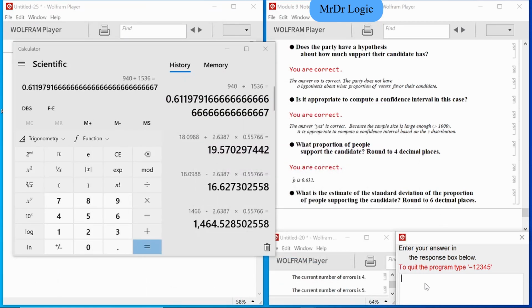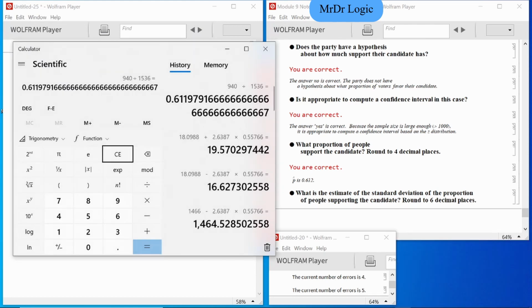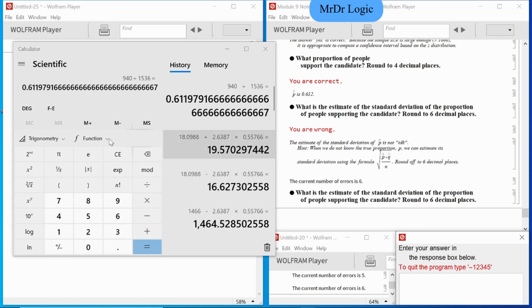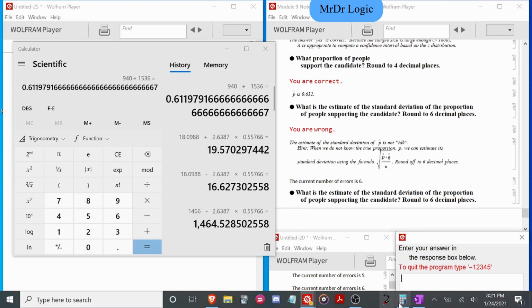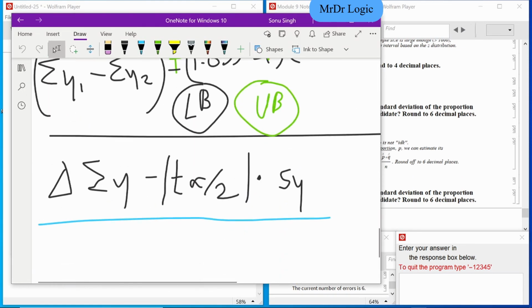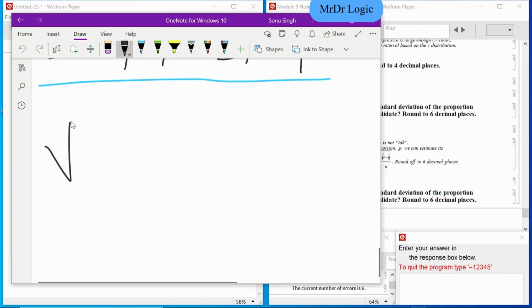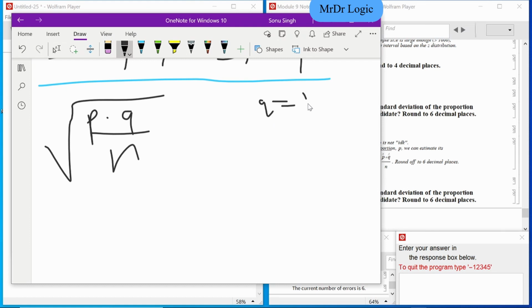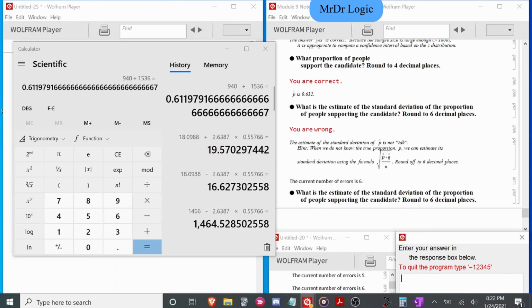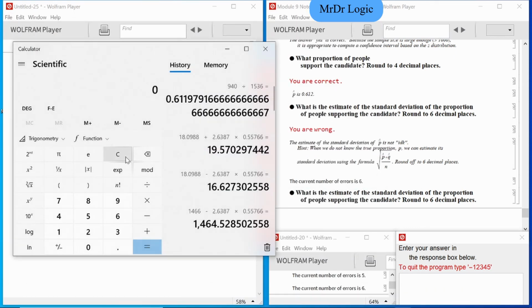Oh man, I've done so many of those question 3 ones, I've forgotten how this one goes. Oh, right. Oh, how could I have forgotten? Jeez. So this one is just P times Q divided by N. We know N is that 1536, and so Q is just equal to 1 minus P. Oh man, I just needed a harsh reminder.